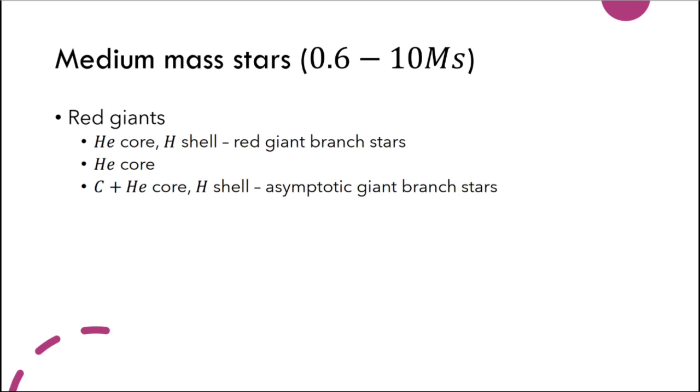And now we go on to medium mass stars. These are from 0.6 to 10 solar masses, and you'll find them on the top right section of the Hertzsprung-Russell diagram. When they're on the red giant branch of the diagram, they have an inert helium core and hydrogen shell, and then they progress on to have an active helium core. And when they go into the asymptotic giant branch, they have a carbon and helium core with a hydrogen shell that is burning.